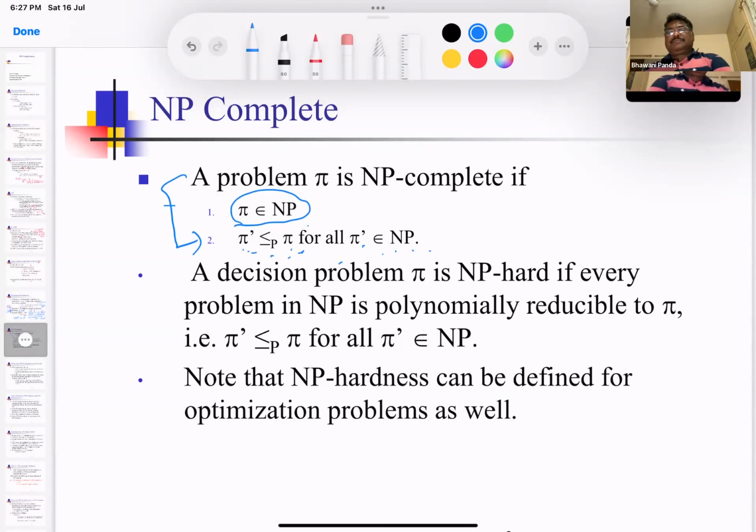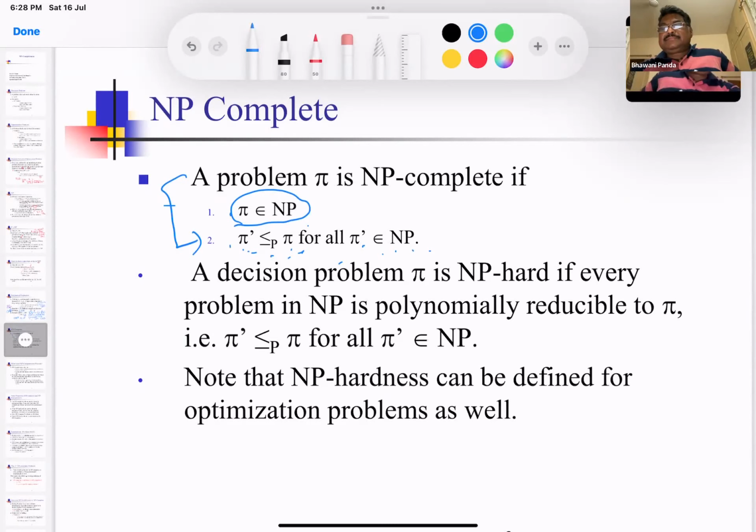Here one small question. Sorry, sir, I'm asking. See, I need an NP complete problem satisfying the first property but not satisfying the second property. Are there such problems? No, NP complete means it has to satisfy both properties, right? Only then do we call it NP complete. See, the definition.